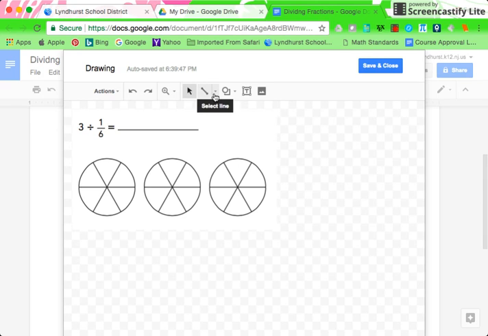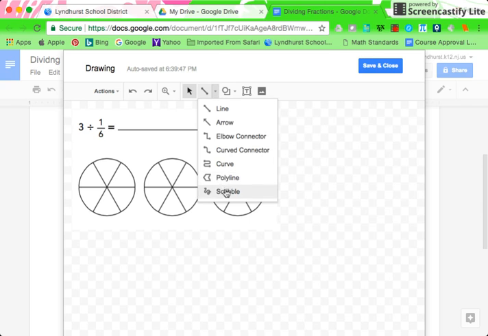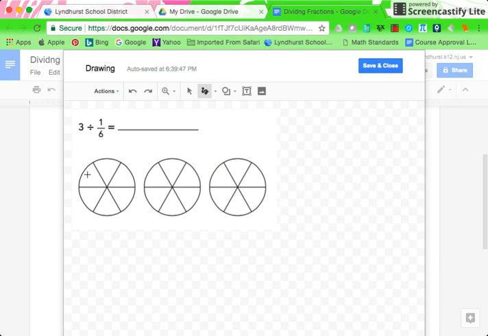Now again, I'm going to count how many sixths I see in these 3 whole circles. So I have 1 here, another 1 here, 1, 2, 3, 4, 5, 6, 7, 8, 9, 10, 11, 12, 13, 14, 15, 16, 17, 18. Therefore, our quotient for 3 divided by 1/6 is going to be 18.